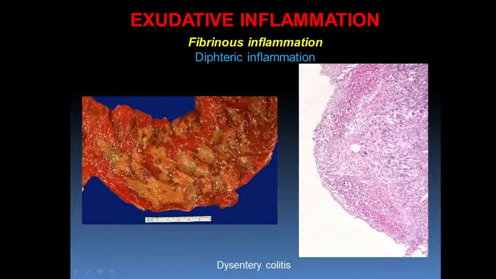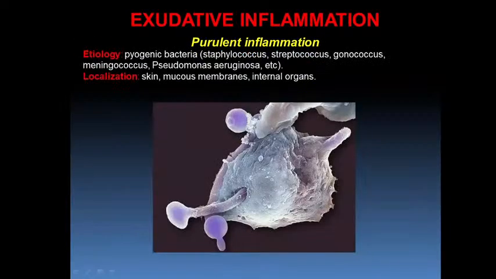As I told before, complications of diphtheric inflammation are usually more severe than in croupous, including scarring, organization of exudate, severe bleeding and even perforation of the hollow organs. Next type of inflammation is purulent exudative inflammation. It is characterized by predominance of neutrophils in the exudate or infiltrate.